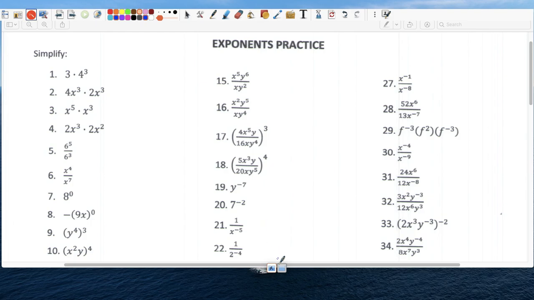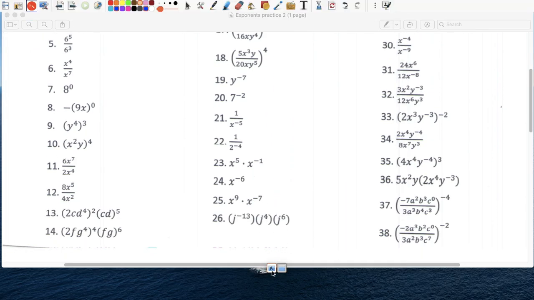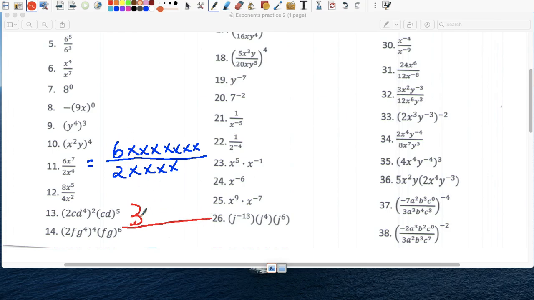11, sorry, I have to go down to 11. All right, 11. I'm going to expand it, you don't have to. So it's 1, 2, 3, 4, 5, 6, 7 over 2 times 1, 2, 3, 4 x's being multiplied. Let's do the coefficients first. 6 divided by 2 is 3. Right? Let me put a fraction bar here. 6 divided by 2, we get 3.